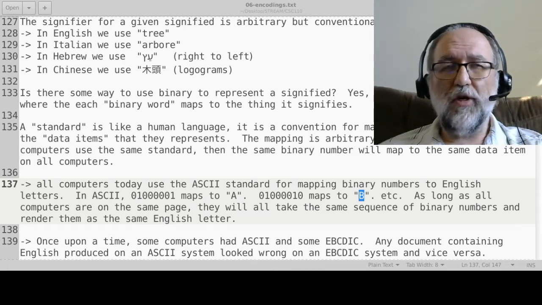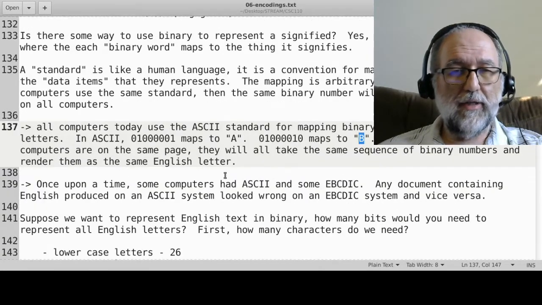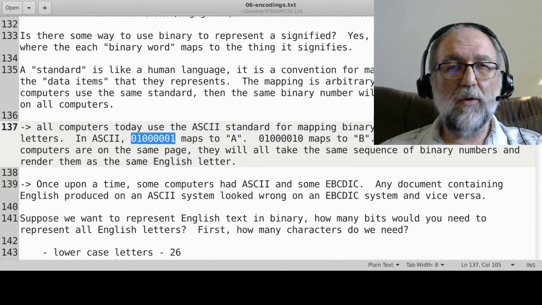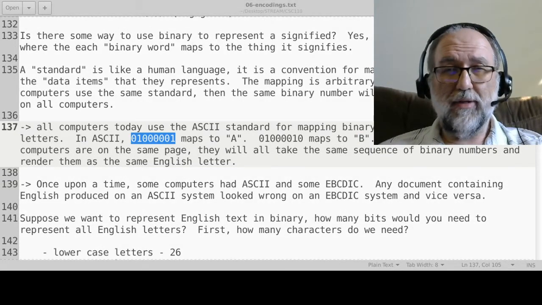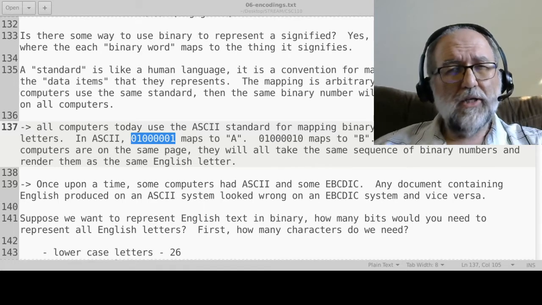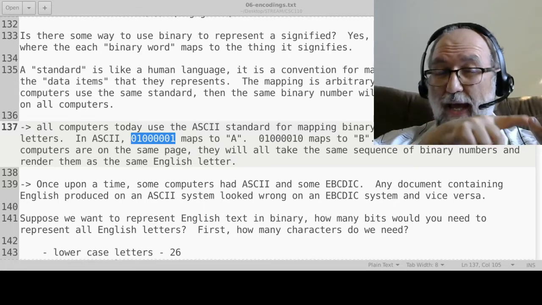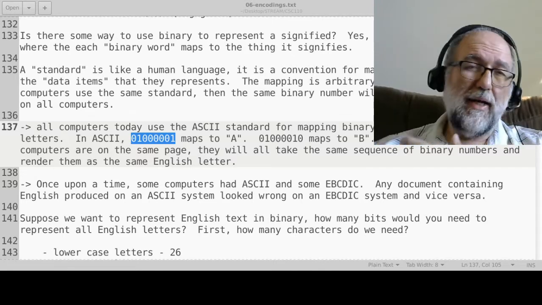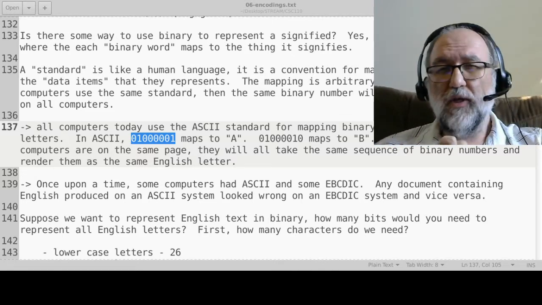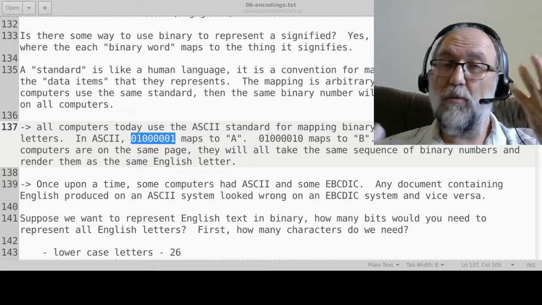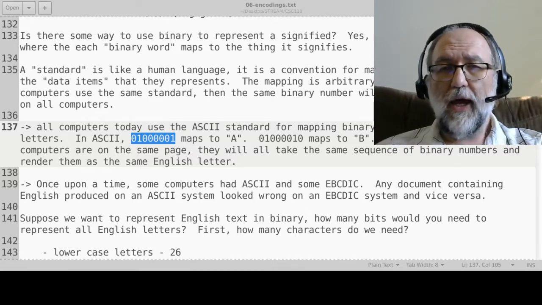In the other encoding, I don't even know what it was. I guess I could have looked it up, but this particular sequence was not converted into the letter capital A. It was converted into something else. And so you can see how that would cause a problem, because on ASCII computers it would be the capital A, which is probably what you wanted, and on other computers it would not. These computers use two different standards. It's like they were talking two different languages.